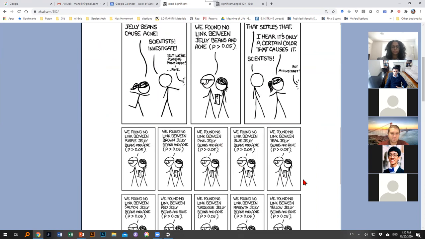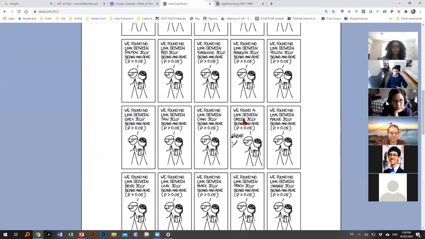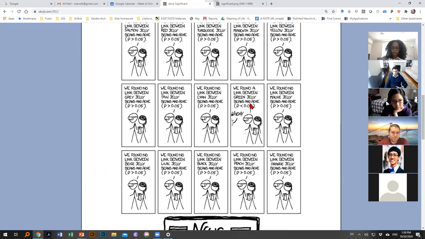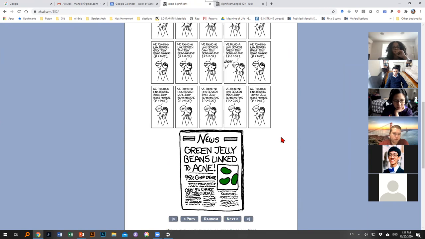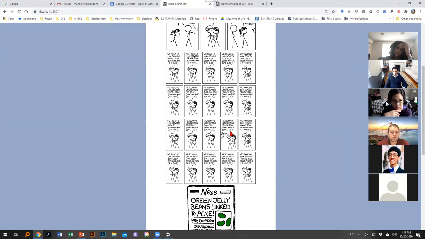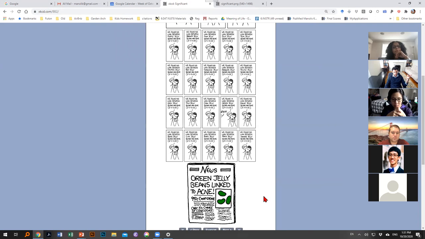And they keep going on and on until one of them: we found a link between green jelly beans and acne. Whoa. News, green jelly beans linked to acne, 95% confidence, only 5% chance of coincidence. So what's going on here? They basically tested 20 different colors and one of them was significant, with only one chance out of 20 of coming up significant. So what's actually happening is multiple hypothesis inflation. You're testing a lot of hypotheses, each of which has the same chance of being wrong, and one of them, by chance, is going to be wrong.